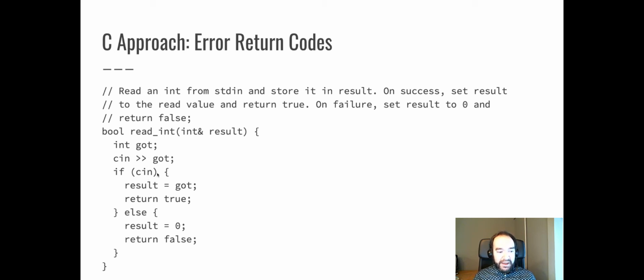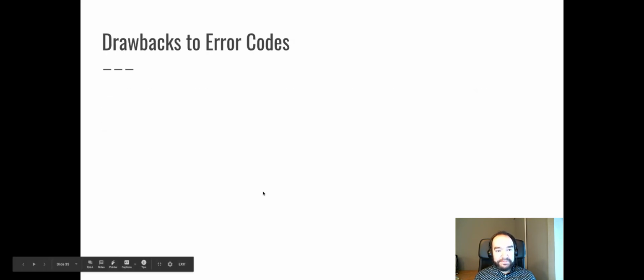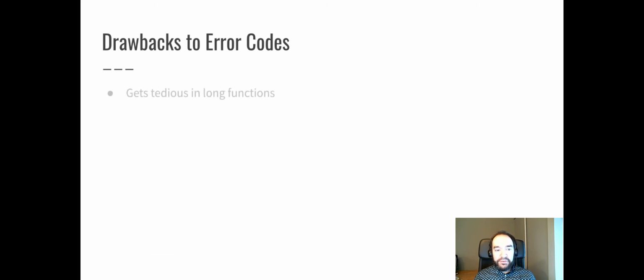So if that extraction operation on this line worked, then this is the succeed case. The result is assigned to that gut value and I return true. Otherwise, meaning an error happened, I set result to 0 and I return false. So that's one way of handling this, but it's not perfect. There are some drawbacks to this.